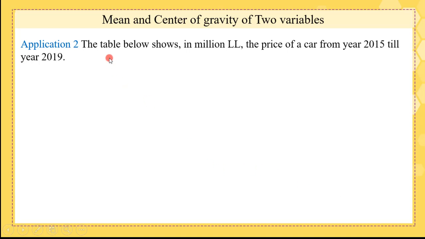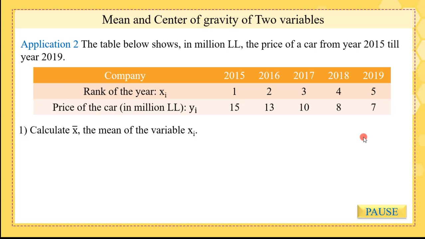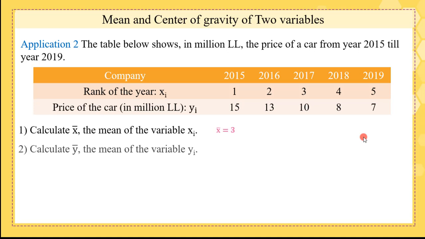In this application we have the table below, and it shows in million Lebanese lira the price of a car from year 2015 till year 2019. Also we have to calculate the mean x bar of the variable xi. Okay, start by using the calculator, following the steps carefully, and then check your answer. X bar will be 3.